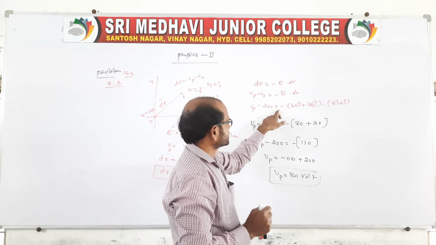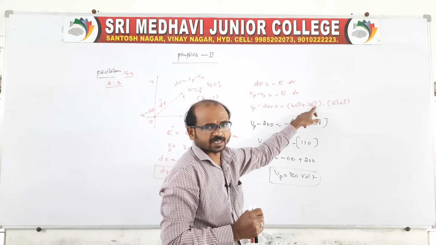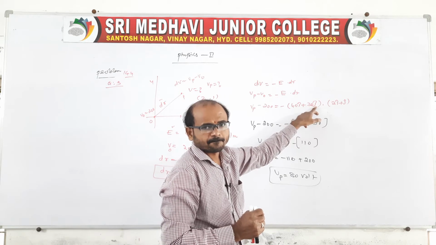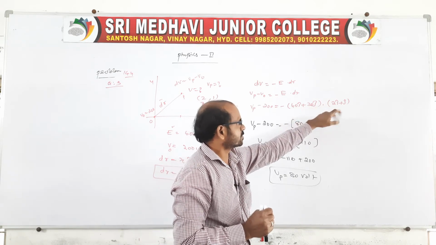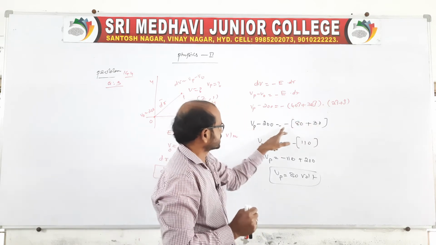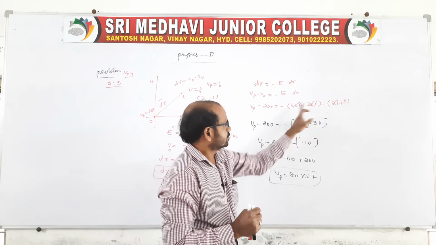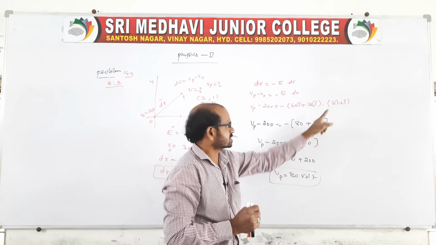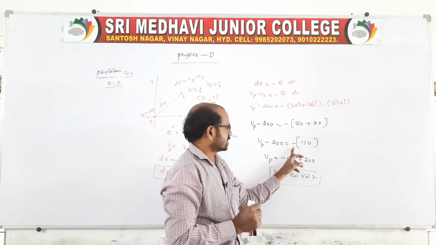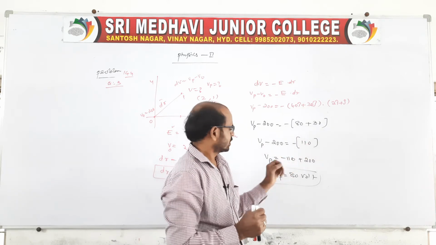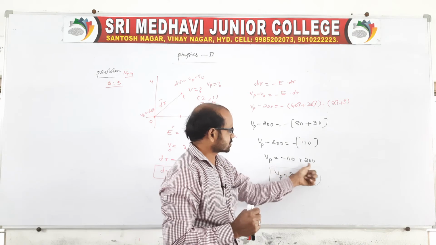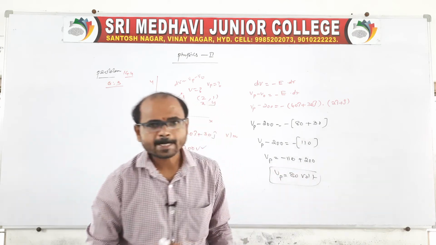Vp minus 200 is equal to minus of (40 i cap plus 30 j cap) dot (2i plus j). So Vp minus 200 is equal to minus 110, because in the multiplication, this is plus this. So Vp is equal to minus 110 plus 200, so Vp is equal to 80 volt.